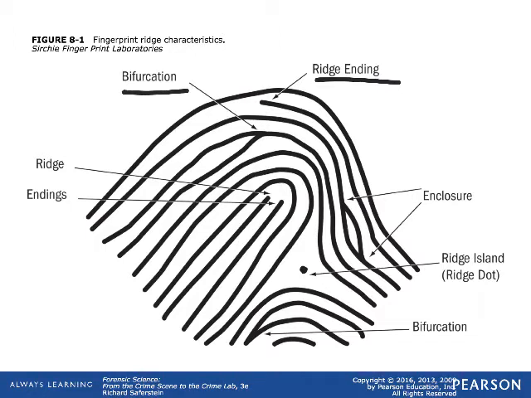A ridge is just the raised part. The ending is the end of it. A ridge island or a ridge dot is just a little tiny spot where there's a fragment or an end of a ridge. And then an enclosure is where two ridges come together and there's a space in between.